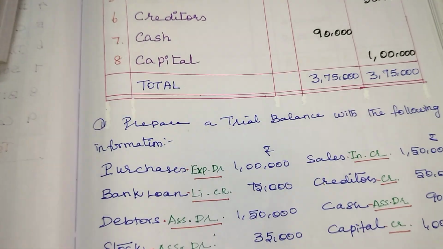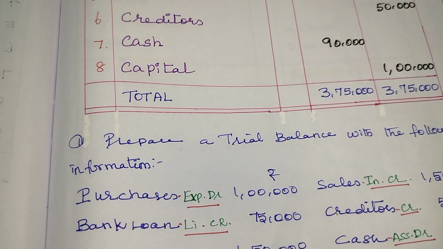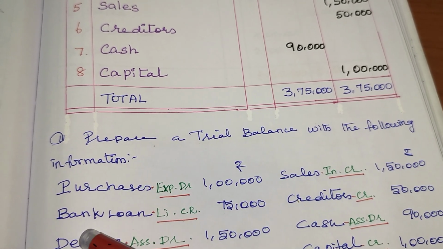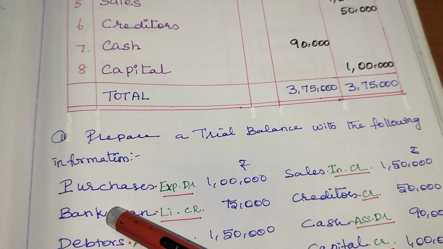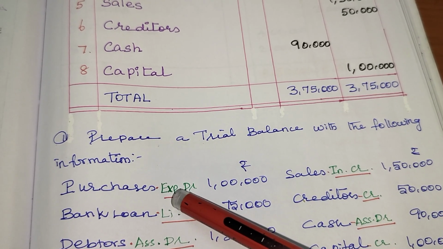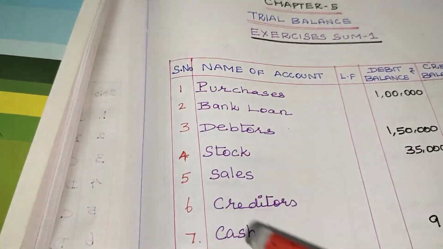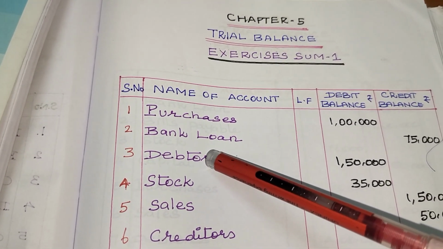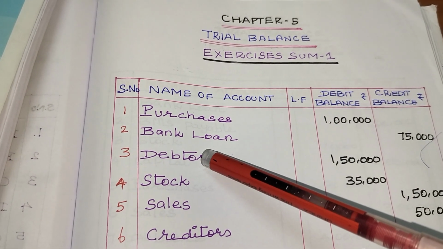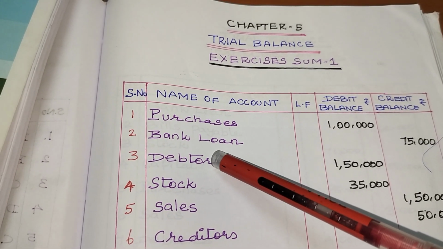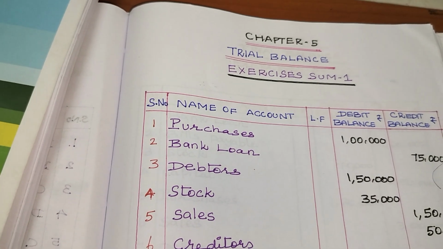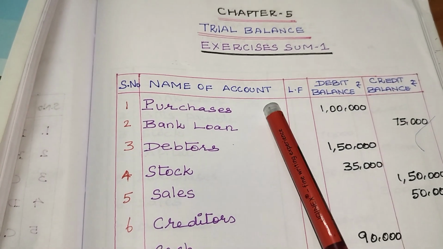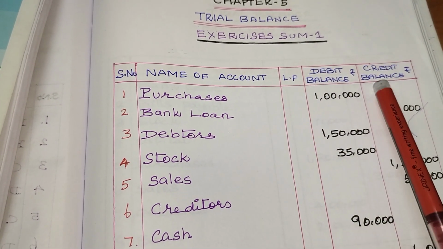Okay, let me see the trial balance information. Prepare a trial balance with the following information. Purchases rupees 1 lakh. Purchases account is an expense. All expenses are debited. Before we prepare the trial balance, we need to prepare the format. The trial balance format contains 5 columns: serial number, name of account, LF, debit balance and credit balance.